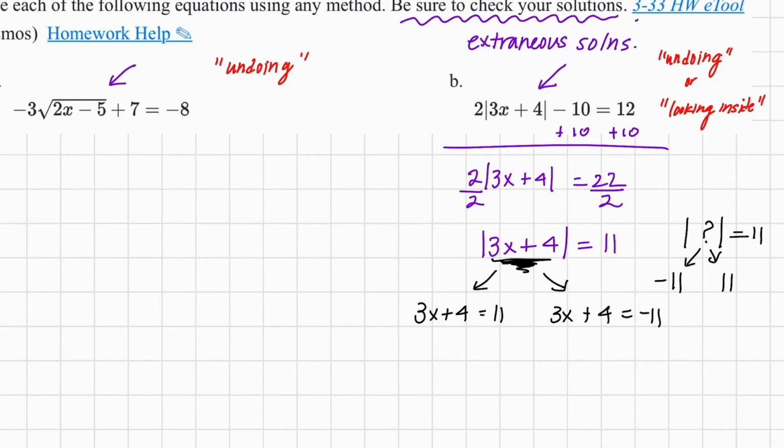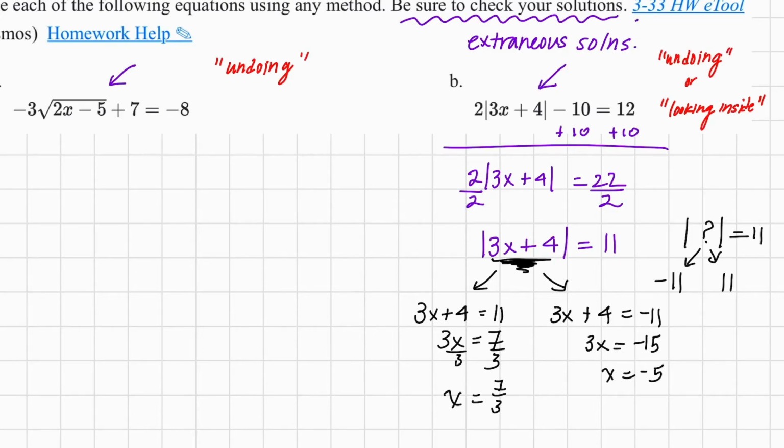Okay, so now we can solve both equations. Subtract 4 from both sides, gives you 7. Divided by 3, you have an x value of 7/3. And then over here, 3x is going to equal negative 15. Divide both sides by 3, x is going to be negative 5.